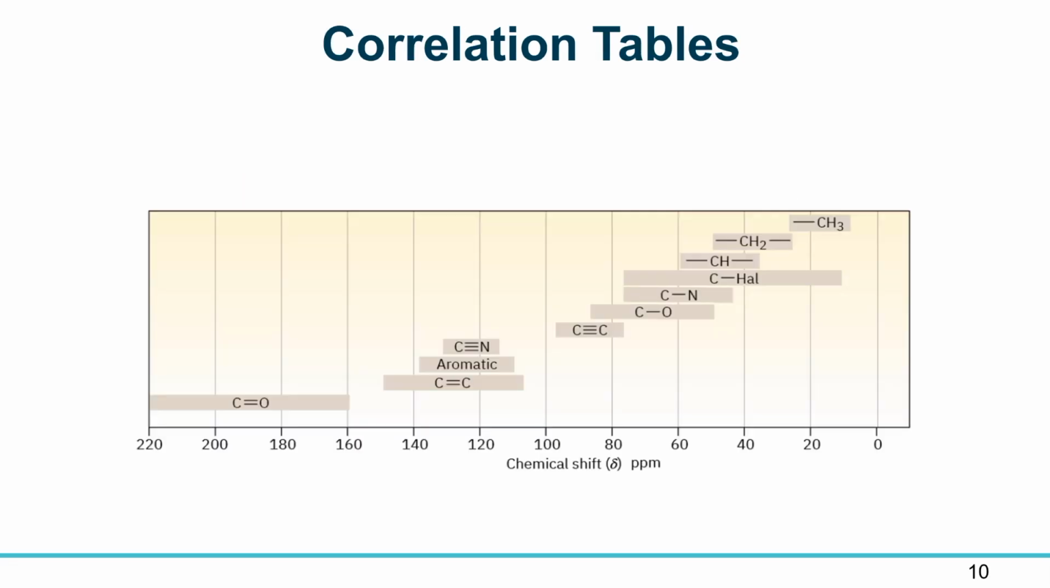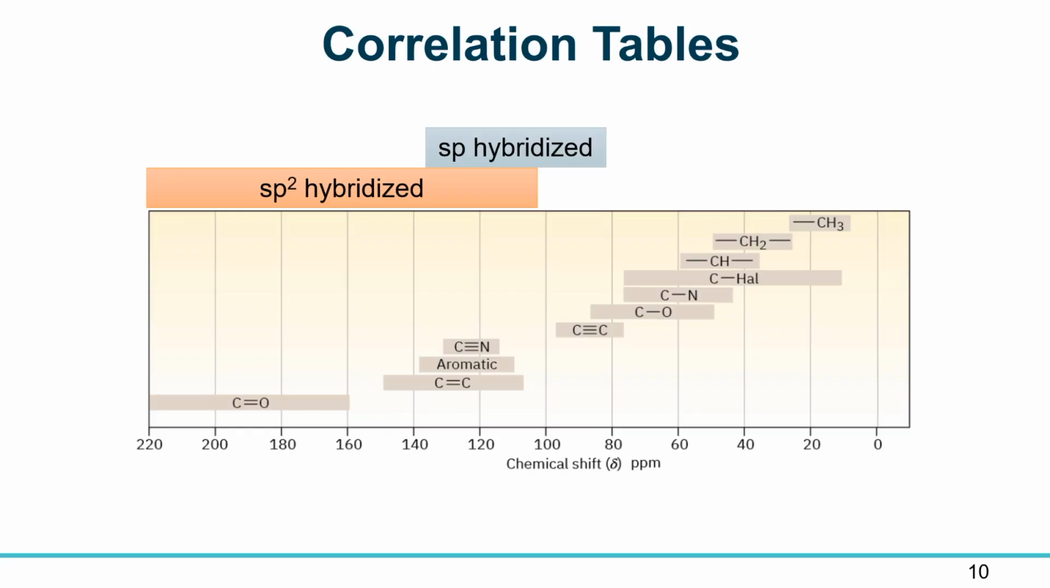The chemical shifts of many carbon types are categorized into regions of the spectrum they tend to be found, as shown below in a correlation table. We can broadly generalize a carbon NMR correlation table into 3 regions. sp2 hybridized carbons like carbonyls and aromatics from 220 to 100 ppm, sp hybridized carbons like nitriles and alkynes from around 130 to 75 ppm, and sp3 hybridized carbons from around 90 to 0 ppm.